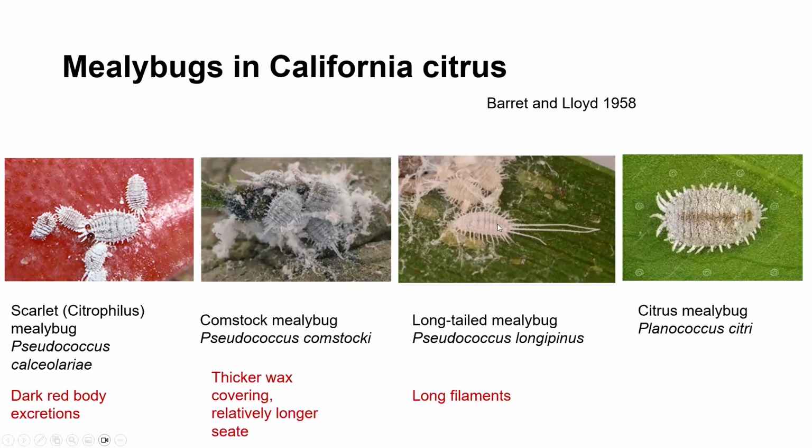Long-tailed mealybug, as the name suggests, has long filaments. But the most common species that we find in California citrus systems is citrus mealybug, Planococcus citri. It has a pinkish body and somewhat brown line that runs through the center of its body.